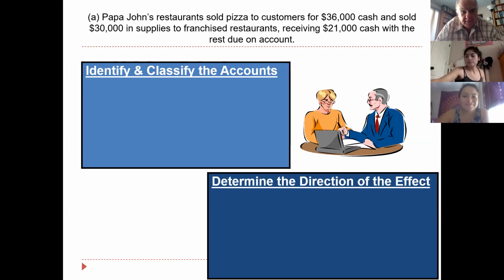Okay. Papa John's sold pizza. How about that? Who knew? For $36,000 cash. And they sold supplies to the restaurants. You know, they make them pay for their pepperoni. And they received $21,000 in cash with the rest due on account. Oh, that's complicated. So let's divide and conquer here. What happened? They received cash of $36,000. We know that is going to debit cash. And we know they sold supplies. They got 21 in cash.